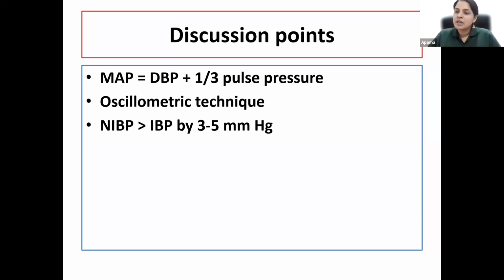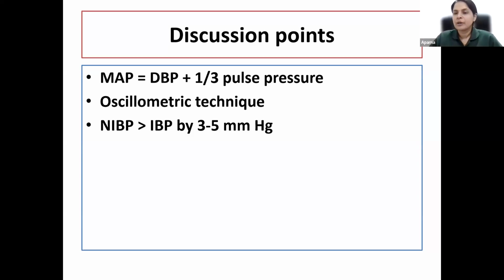But in invasive blood pressure monitors, we may be surprised to know that the mean arterial pressure is the parameter that is actually directly measured by these transducers. So in most clinical settings, when we use NIBP, the mean arterial pressure is calculated as diastolic blood pressure plus 1/3 of the pulse pressure. Pulse pressure is the difference between the systolic and the diastolic pressure.